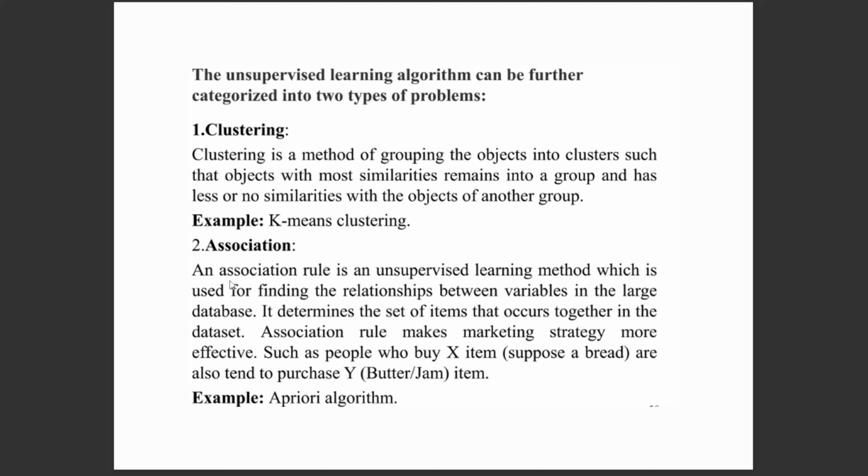An association rule is an unsupervised learning method which is used for finding the relationship between variables in a large database. It determines the set of items that occur together in the set. Association rules make marketing strategy more effective, such as people who buy item X, suppose bread, also tend to purchase item Y, butter or jam, for example. And the algorithm is the Apriori algorithm. Okay, we will learn about all kinds of algorithms in our upcoming videos.